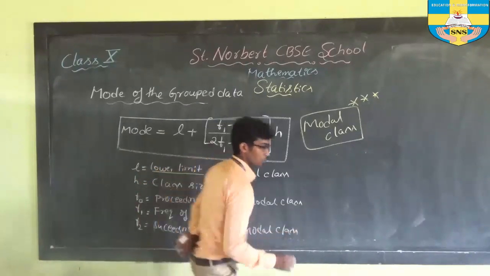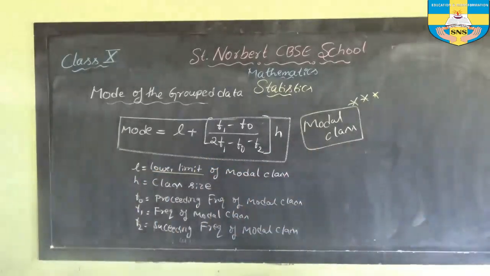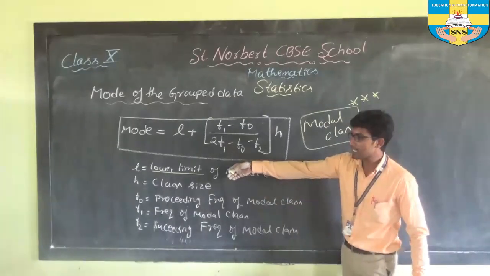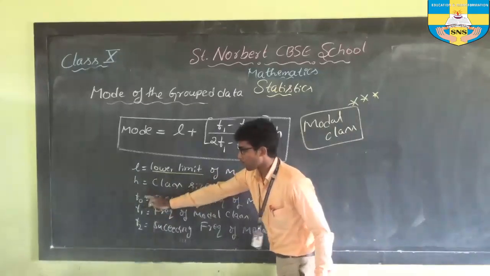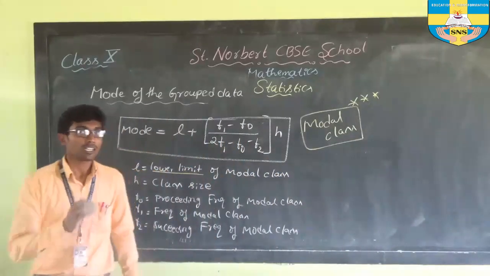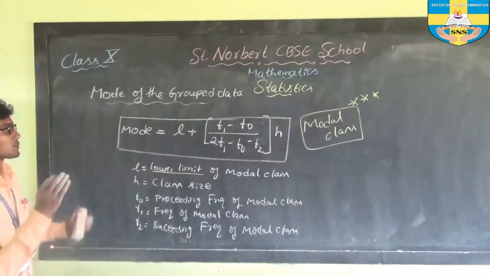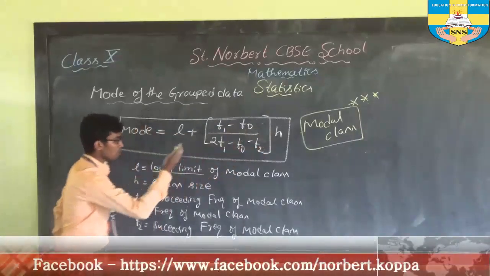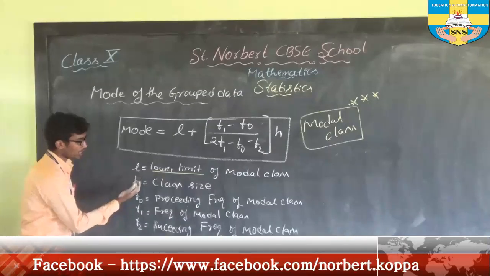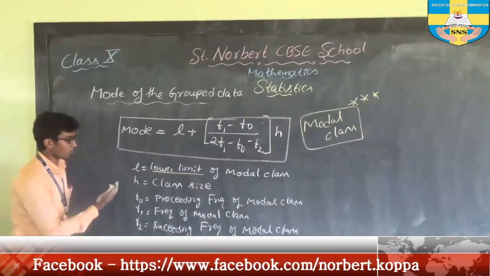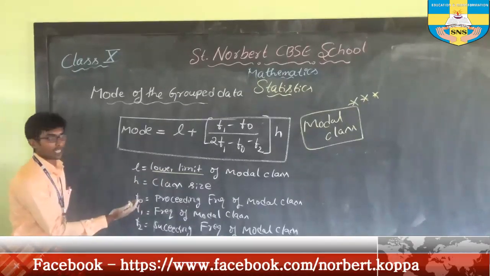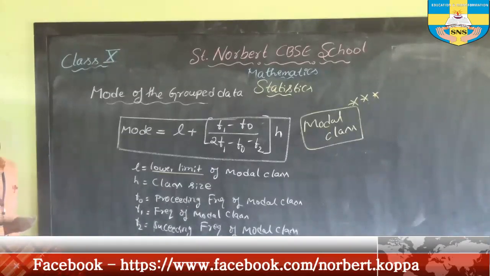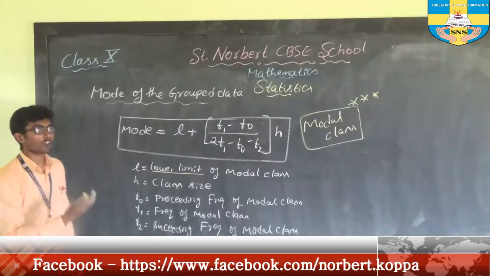They are very simple to guess. It's not too difficult when you observe. Since it is new for you, it might seem hard, but when you are solving, it will be easy to find F1, F0 and F2. So when you are solving any problem based on mode, first you need to get the modal class. After getting the modal class, get its lower limit, then the class size, the frequency of the modal class, the preceding frequency, and the succeeding frequency. More about this when you are solving the problem.